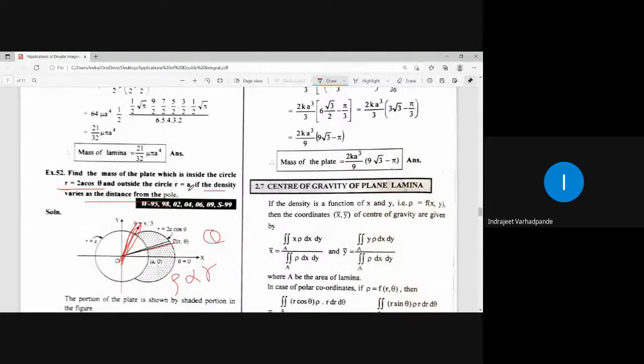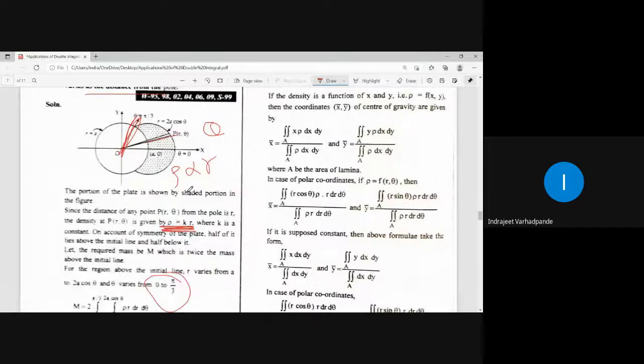So accordingly we will get half. When is the value of cos theta half? At 60 degrees or 30 degrees. So accordingly you simplify and get the answer. That will give you theta from the initial line to theta equal to pi by 3, and we can easily have the angle. Where will r go from and to? The lower end of it lies on the circle r is equal to a. The upper end lies on the circle r is equal to 2a cos theta.